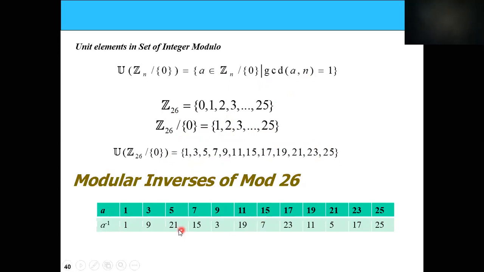And these are the multiplicative inverses: the multiplicative inverse of 1 is 1, the multiplicative inverse of 3 is 9, and the multiplicative inverse of 5 is 21. And in a similar way, the multiplicative inverse of 25 is 25.